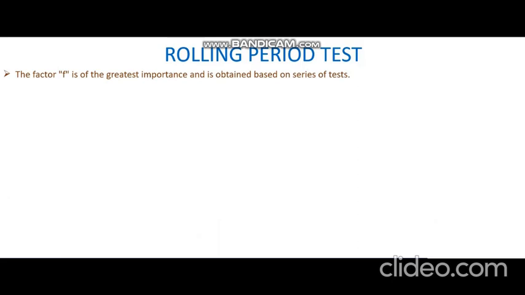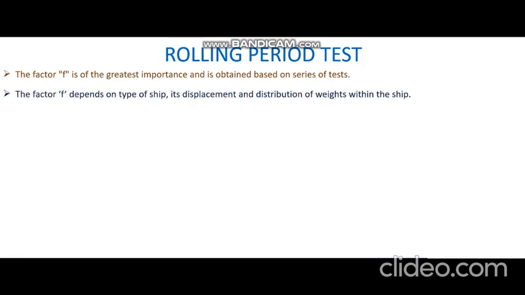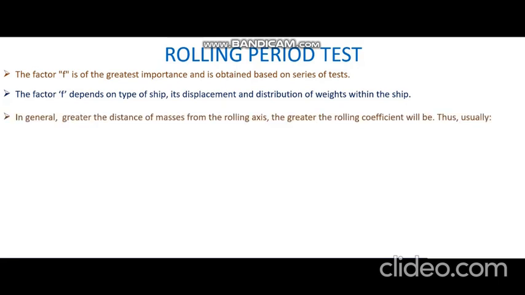Okay. The factor F, which is very important in the formula, F B upon TR whole square, is obtained based on a series of tests. So where is that going to come from for the ship? It will come from tests. F depends on the type of ship. It depends on displacement and on the distribution of the weights within the ship. So for the same ship, same displacement, with a change in the distribution of weights, the F value will change. In general, the greater the distance of mass from the rolling axis, obviously, the greater will be the coefficient.